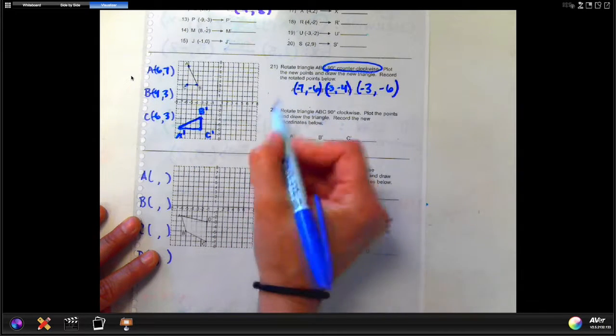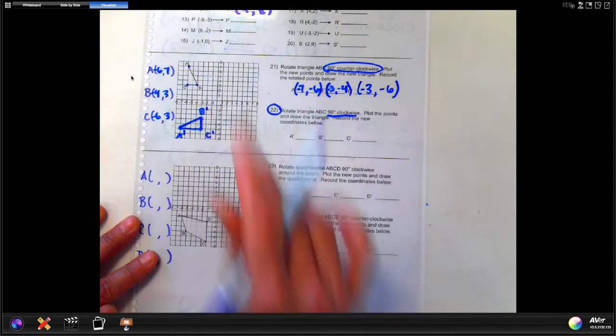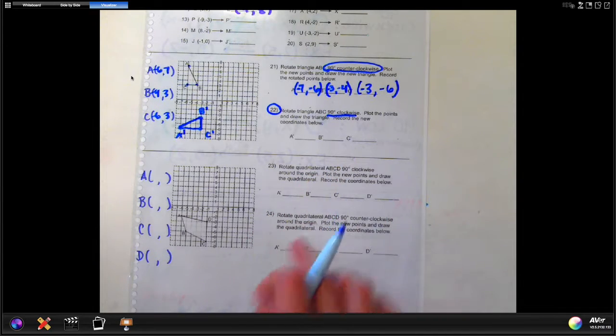You will do the same thing for 22, where you have to graph it, only you're going to do clockwise. So go back to your original coordinates and do it clockwise and put it back on the same graph. Similarly, 23 and 24, you are going to rotate the quadrilateral both clockwise and counterclockwise. Okay, so that's a quick little lesson of 90-degree clockwise and counterclockwise rotations and the rules that go with them.